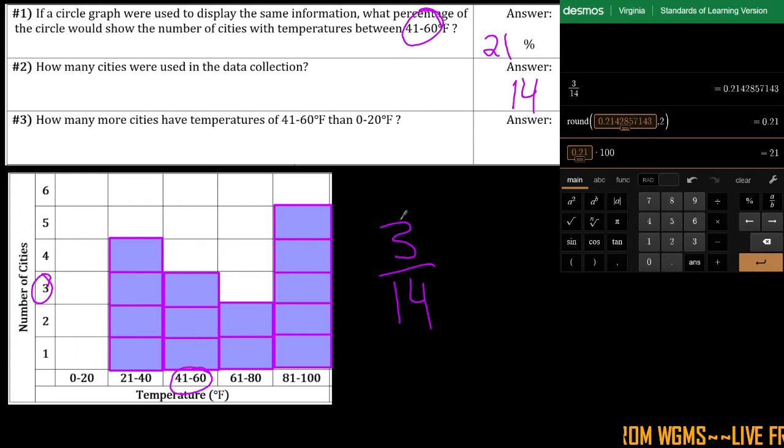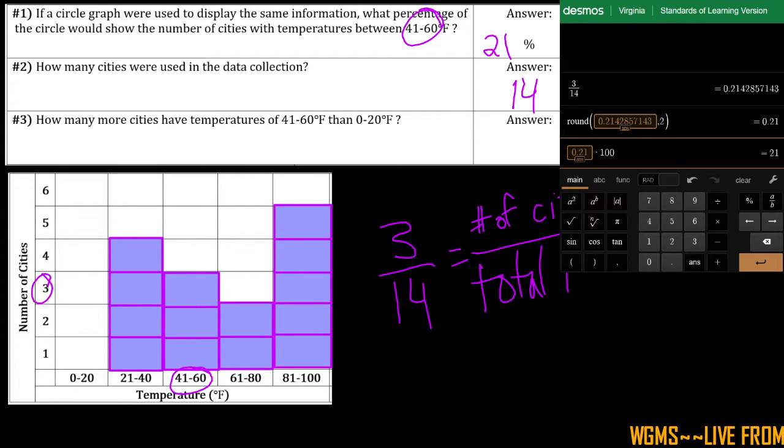And again, I got that from writing my fraction again in the numerator. So again, let me write it like this. It's the number of cities with 41 to 60 degrees over the total number of cities. So it's very similar to that probability, but it's just switching between a fraction, a decimal, and a percent. So now what I can do is this.